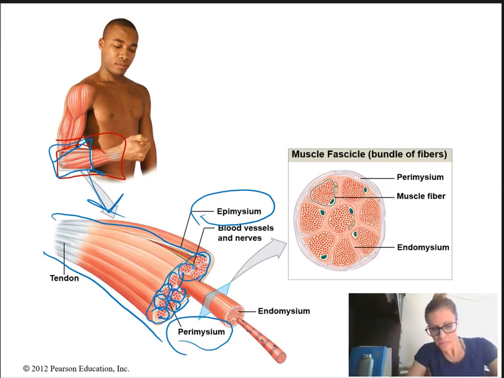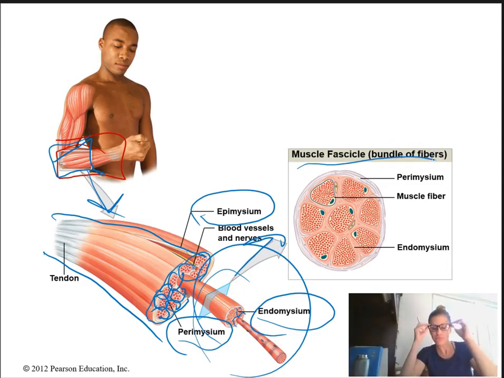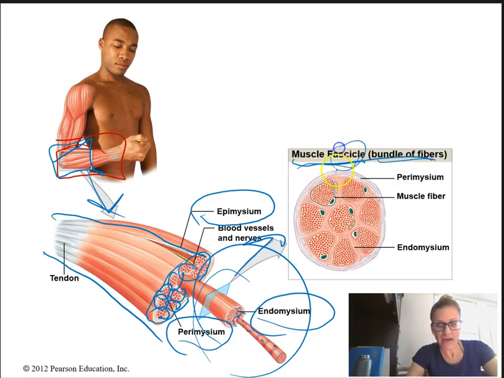Then, if we look at one muscle fascicle, one bundle of muscle fibers, we'll see that there's an endomysium that surrounds each individual muscle cell. So we could take this one fascicle, this one group of muscle fibers, and look at it bigger over here. This picture is one fascicle, or one bundle of muscle fibers. If we put a bunch of these fascicles together, we would get the whole muscle.